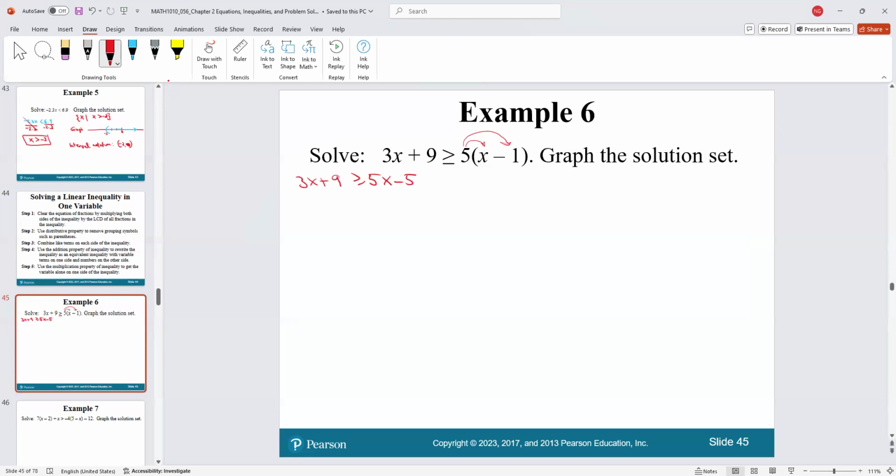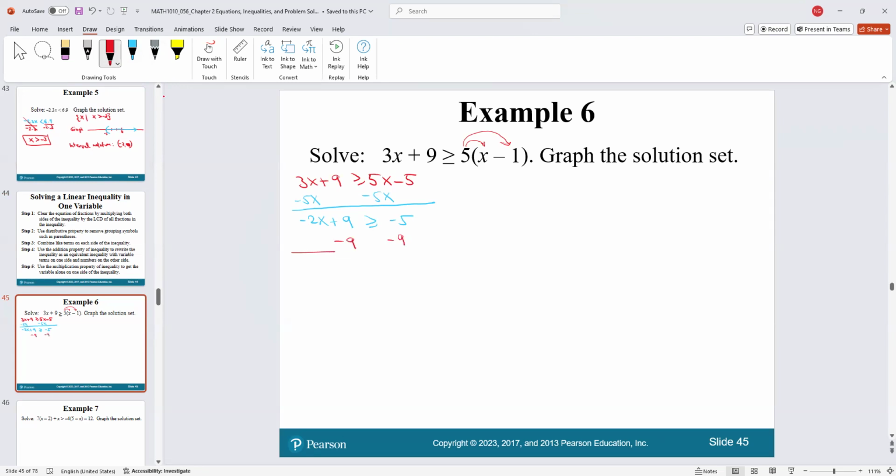When you look at the left and the right, you notice we have x on both sides. So what we can do is subtract 5x from both sides. 3 minus 5 gives you -2x plus 9 greater than or equal to -5. What we can do here again is isolate the x term. In order to isolate the x term, we need to subtract 9 from both sides.